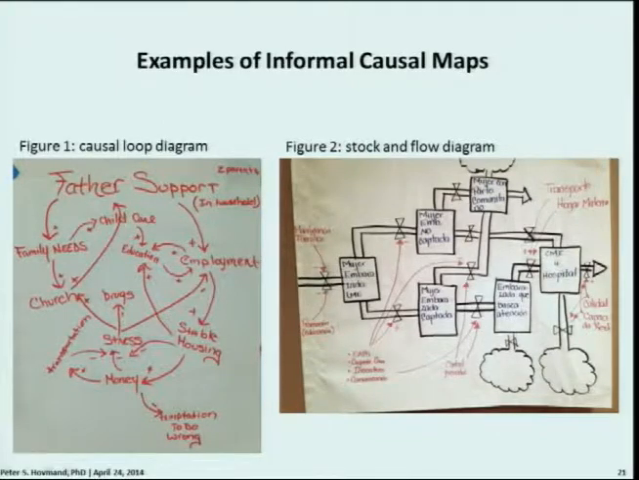It's drawn by some folks from Honduras, and this is a stock and flow diagram where each box represents a state. And these are pipes or transitions from one state to another state, and they've mapped in the interventions. Both of these diagrams are pretty close to being grammatically correct from a system dynamics point of view. So these are examples of informal causal maps that are very informative about how participants view their system.